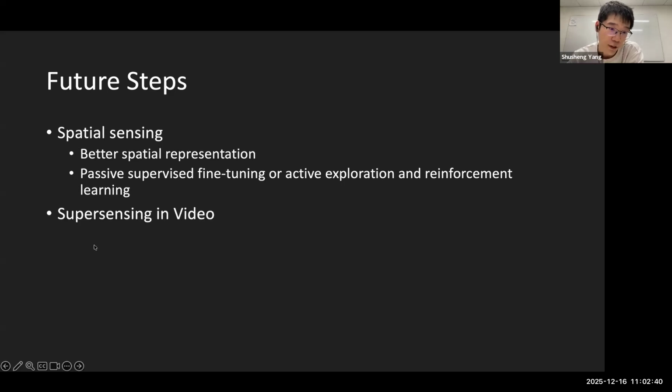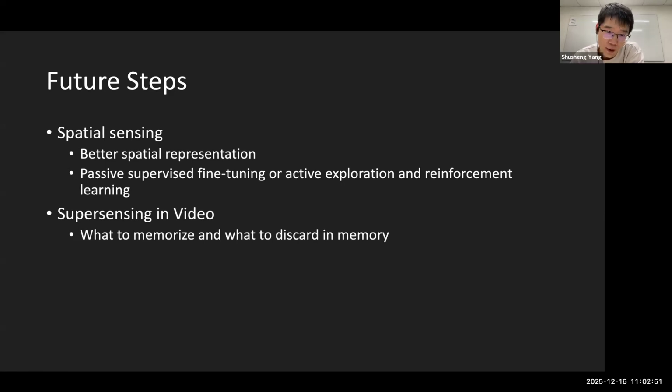And also for supersensing in video, as we said, for such an infinitely long system, what to memorize and what to discard in our memory system is always a key question. Here, we should study passive predictive sensing like what we did in Cambrian-S, or proactive task-driven memory management. I think this is what people typically do in the current memory field.